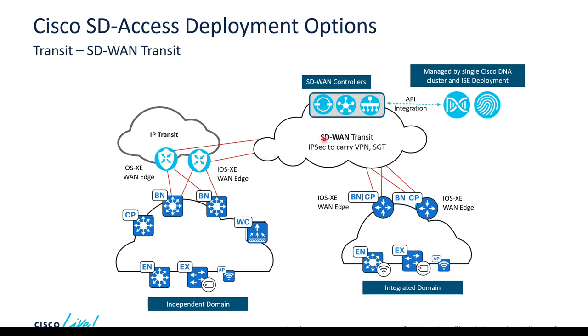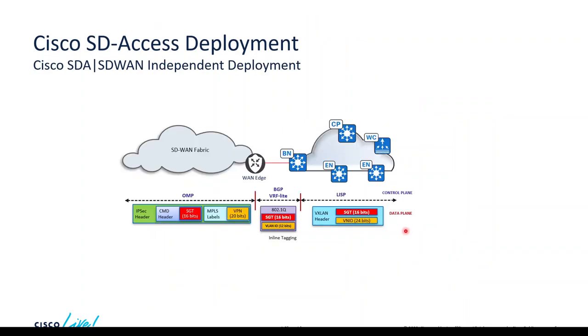Okay, so what happens is that the end-to-end segmentation and group-based policies can be carried from an SD-Access fabric onto the SD-WAN fabric and back into the SDA fabric. So that's how it looks. You're doing an IP transit towards the SD-WAN edge, where you carry the VNs into the VPNs in the SD-WAN world, and you carry the SGTs as well.